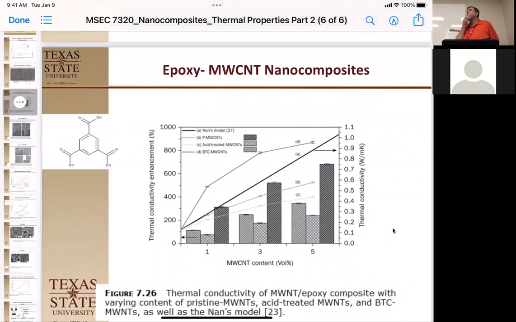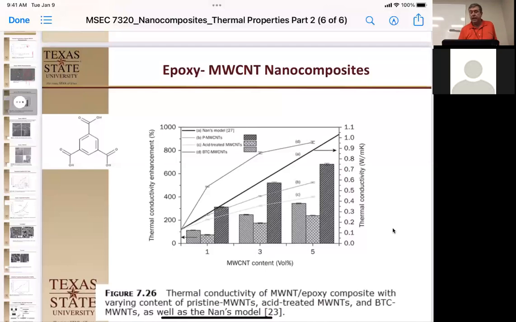so that means that maybe there is some other way to modify these carbon nanotubes to make them better associated with our matrix. So in this particular study, what they did was they took pristine multi-walled carbon nanotubes. Then they took another batch and acid treated them with phosphoric acid. So what they're trying to do is get the surface modified. But then they also took this benzene tricarboxylic acid and surface modified it so that it would have these carboxylic acid groups actually functionalize.